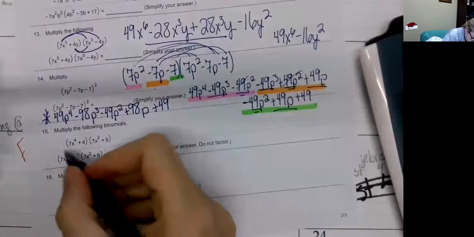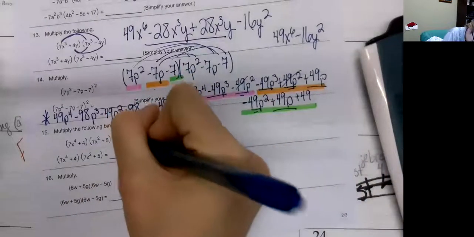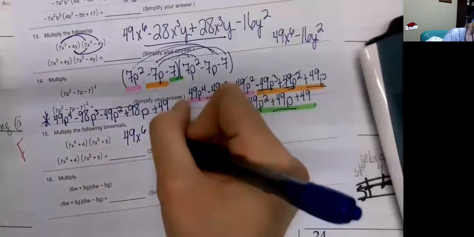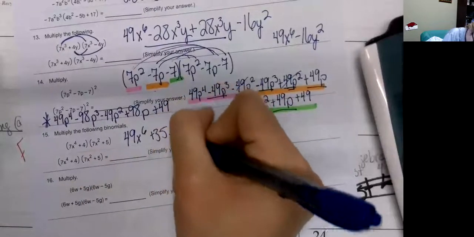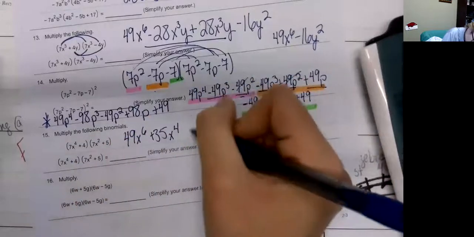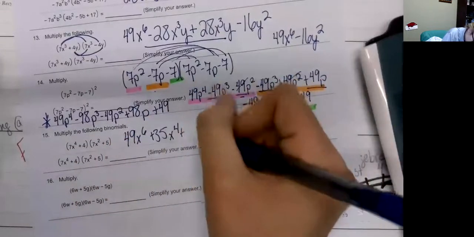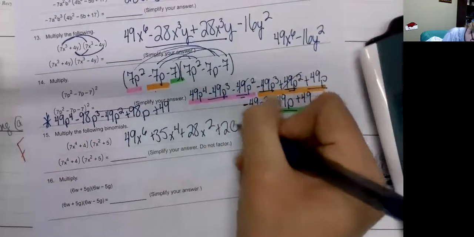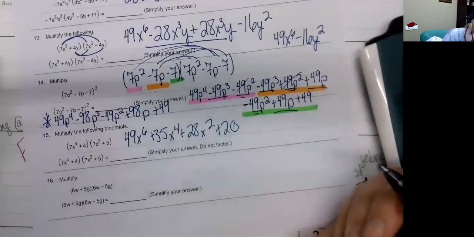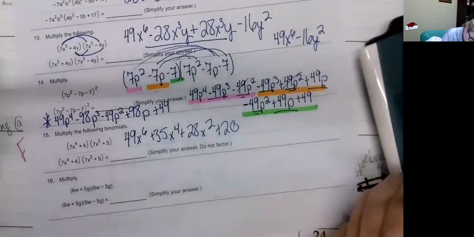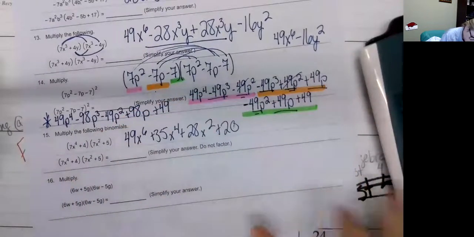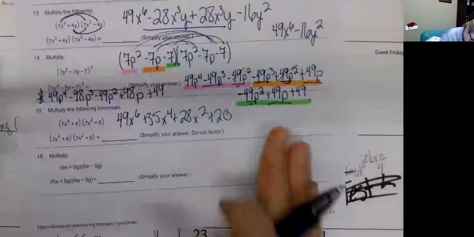So 7x to the fourth times 7x squared would be 49x to the sixth. 7x to the fourth times 5 would be plus 35x to the fourth. 4 times 7x squared would be positive 28x squared. 4 times 5 is 20. That does not simplify. Yep, that's it. Okay, here we go.